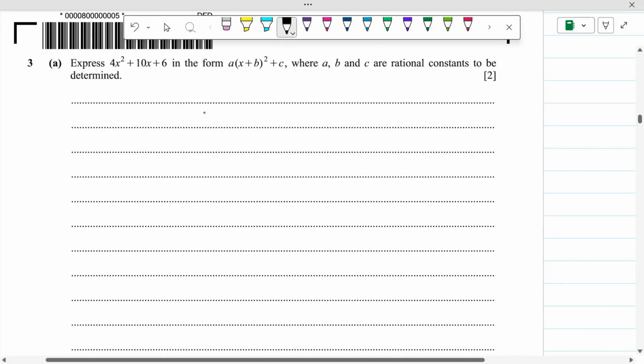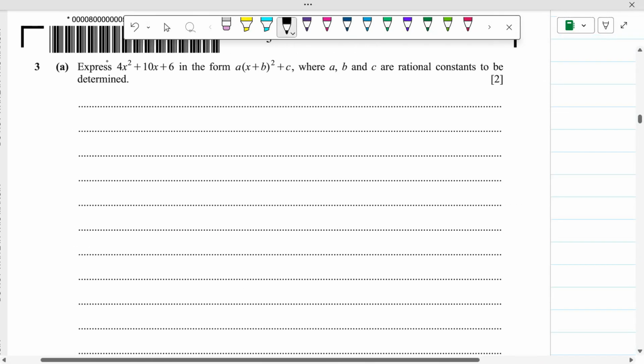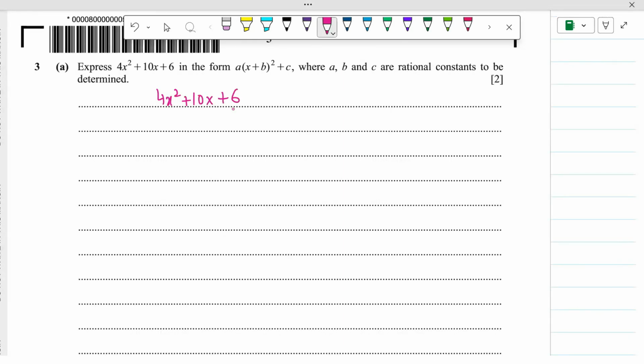Let's move to question number 3. Express 4x² + 10x + 6 in the form a(x + b)² + c, where a, b, c are rational constants to be determined. Okay, we are given 4x² + 10x + 6, and we need to find the rational constants.